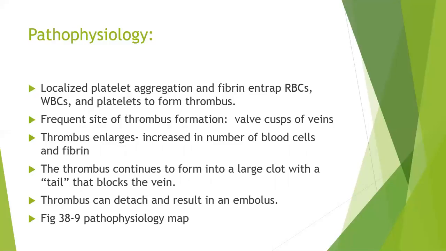VTEs, the pathophys: it's a localized platelet aggregation and fibrin entrapping RBCs, WBCs, and platelets to form the thrombus. A frequent site of thrombus formation would be at the valve cusps of veins. The thrombus enlarges, with an increased number of blood cells and fibrin. The thrombus continues to form into a large clot with a tail that blocks the vein, and the thrombus can detach and result in an embolus. In your book, figure 38.9 is a map of the pathophysiology of a VTE.